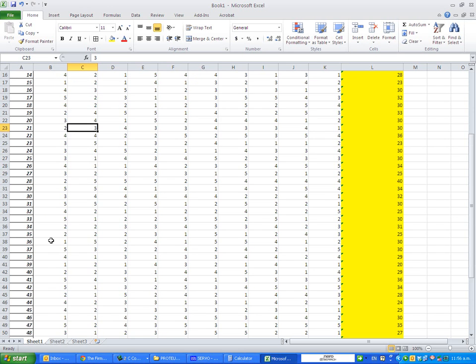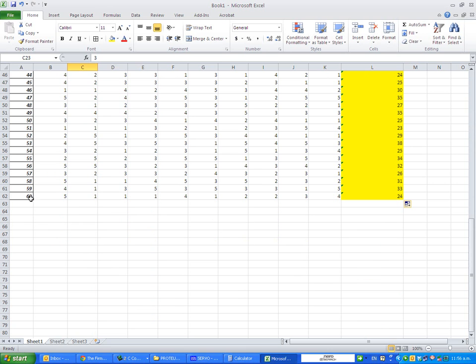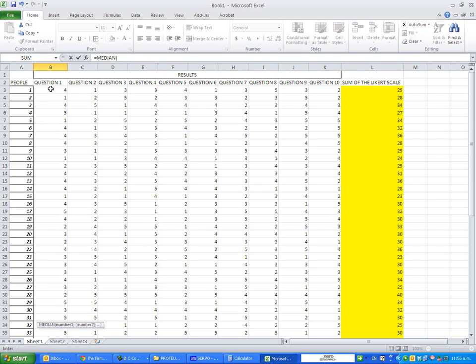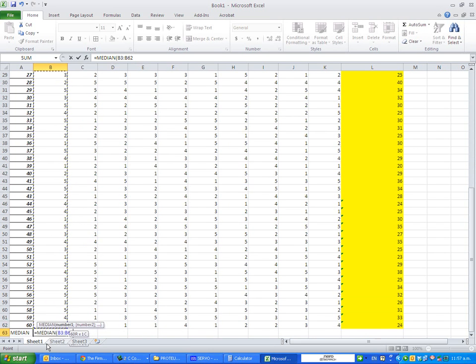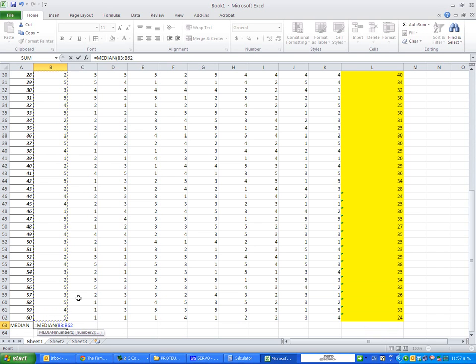So first of all, we're going to find the median of each question. Okay, so we're going to write down the median over here. The median is a very simple formula, just equal sign, median. It says to choose the numbers where you want to get your median from. So I'm going to choose all the numbers from question number 1 from all the participants, close parentheses, and here I go.